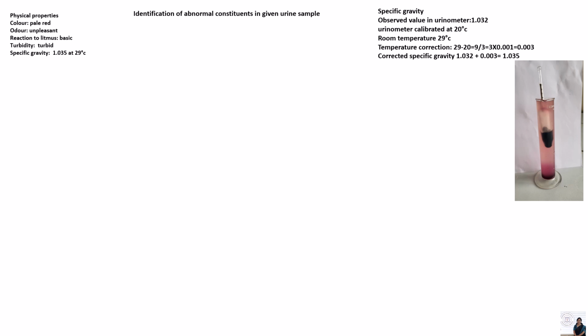This urinometer is calibrated at 20 degrees centigrade. Room temperature is around 29 degrees centigrade. Coming to temperature correction, 29 minus 20 is 9. The correction factor is, for every 3 degree rise in temperature, we need to add 0.001. Here it is 0.003. So the corrected specific gravity is, we need to add 0.003 to the observed value of 1.032. So the corrected specific gravity is 1.035 at 29 degrees centigrade.